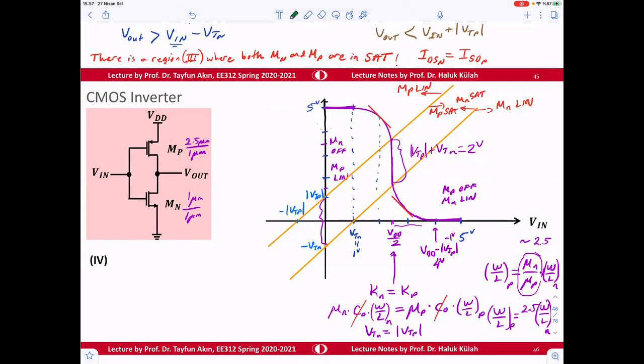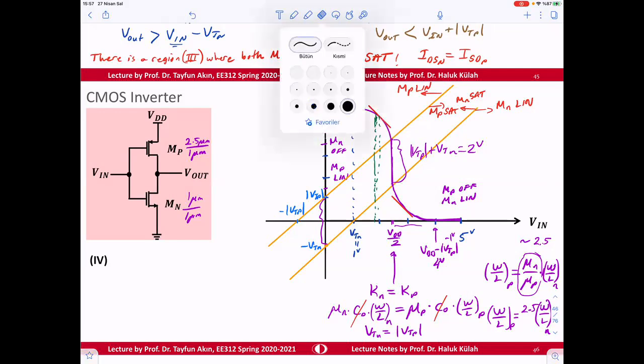This should be somewhere around here. Maybe I drew this wrong. It should be somewhere around here. I want to only erase this one, but both of them are gone. So I'm trying to do this perfectly.